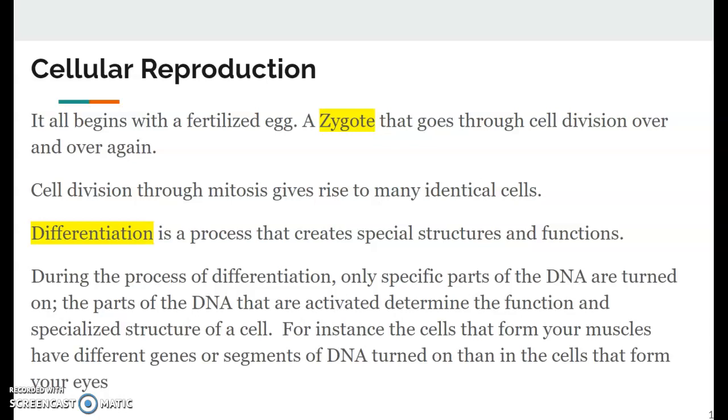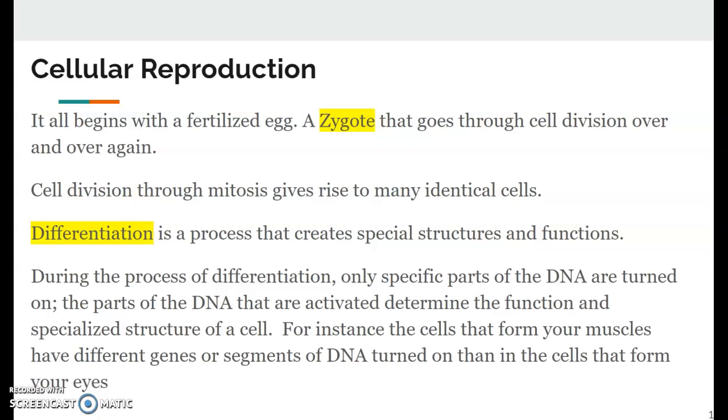First, life begins with a fertilized egg. That's called a zygote, and that zygote goes through cell division over and over again. Cell division through mitosis gives rise to many identical cells, right? That means that something must be happening in order for cells to look different along the way, right? That process is known as differentiation. So differentiation is a process that creates special structures and function.